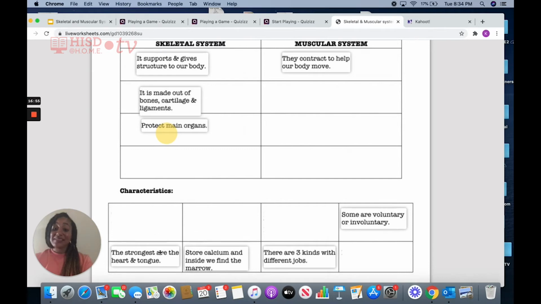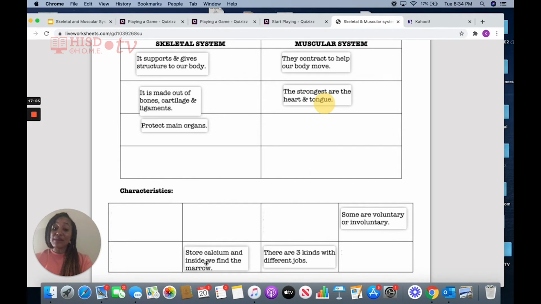Next one. The strongest are the heart and the tongue. So are the heart and the tongue part of our skeletal system or part of our muscular system? Yes, the heart and our tongue are both part of our muscular system. We have 3 left.